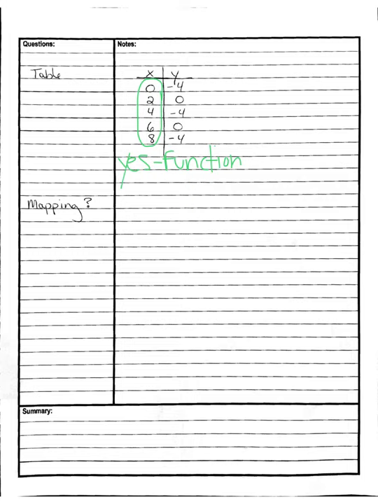Now I want to show you, I'm going to take my table and create a mapping from this table so you can see what a mapping looks like. I'm going to talk about a couple functions with a mapping. With a mapping, we have two ovals. The first one's the x, the second one's the y. It probably looks very similar to our table.